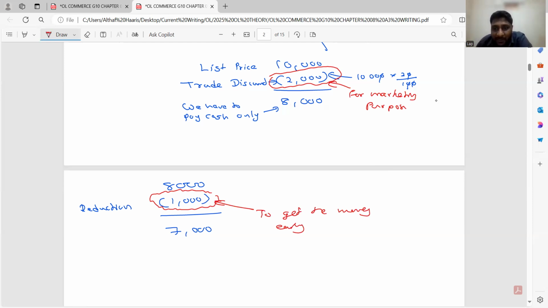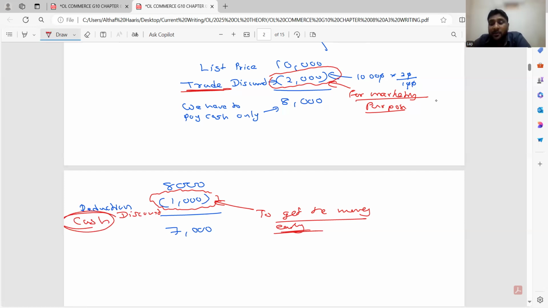So for the marketing purpose, the discount that you give, we will call it as trade discount. To get the money early, the discount that you are giving, the reduction that you are giving, can any student tell me what is the name that we are giving for it? What is the name? Anna Hari, super. That's what we'll call it as cash discount. Simple as that.